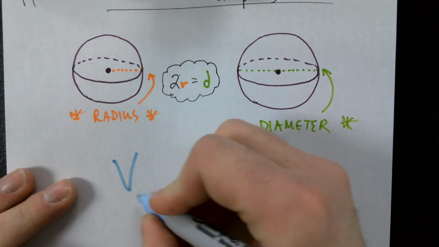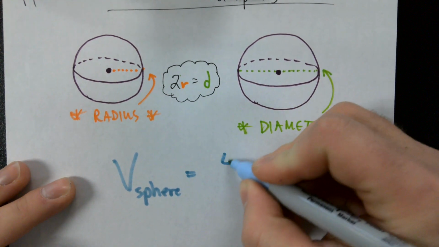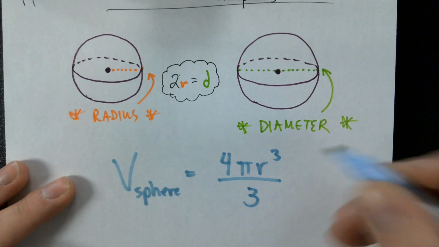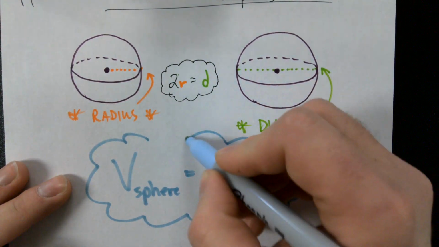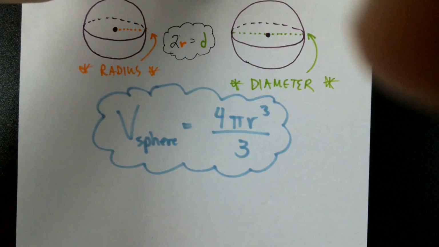The formula for the volume of a sphere is just like we said, 4 pi r cubed over 3. Boom, just like that. Move it up. There you go.